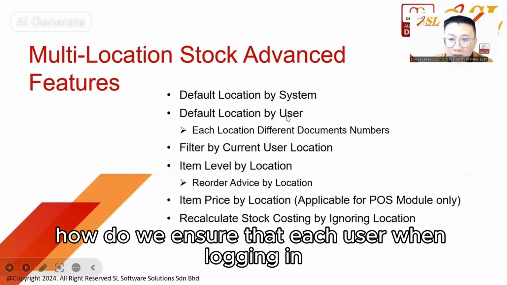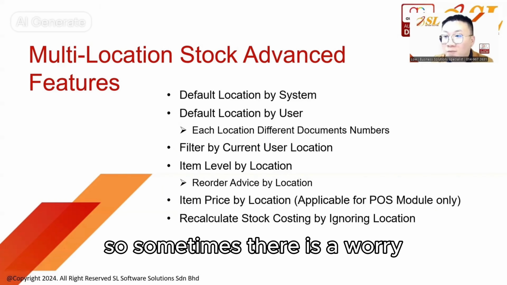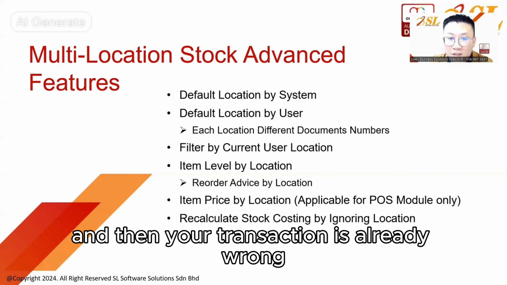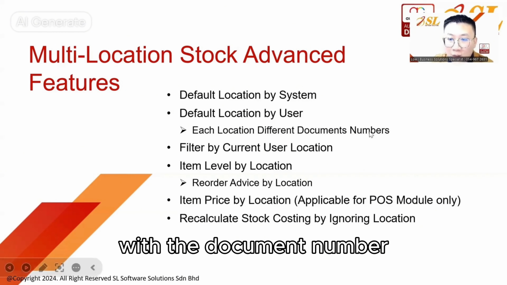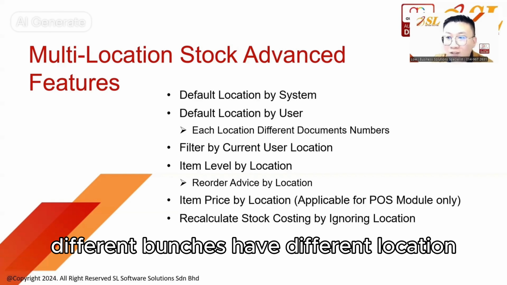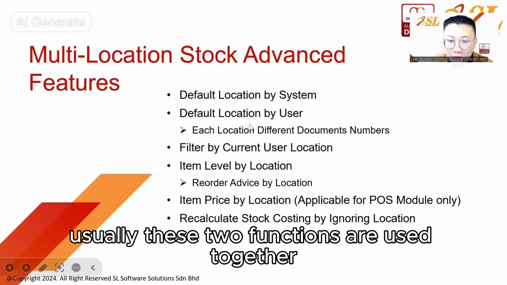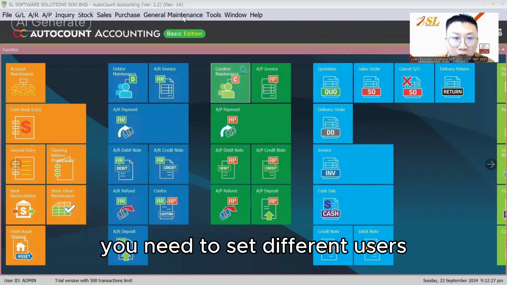This is one type of setting. How do we ensure that each user, when logging in, has a different location so the employee doesn't need to choose? Sometimes there's a worry they might forget to select the correct location and then your transaction is already wrong. Usually this function is used together with the document number. Different branches have different location document numbers. Usually these two functions are used together. So I will show everyone how these two functions operate.